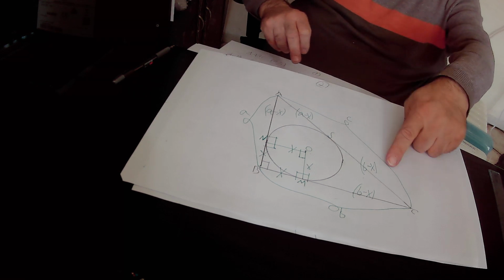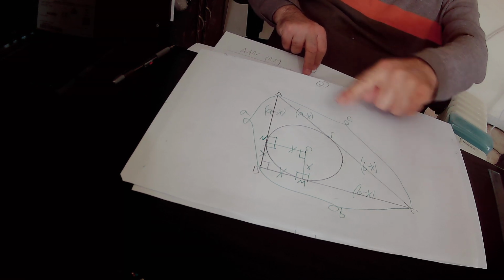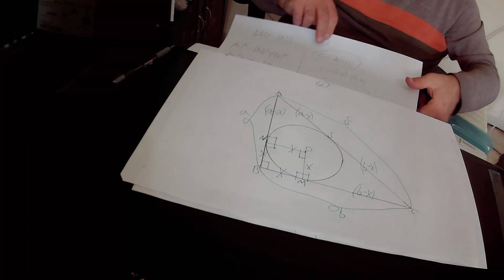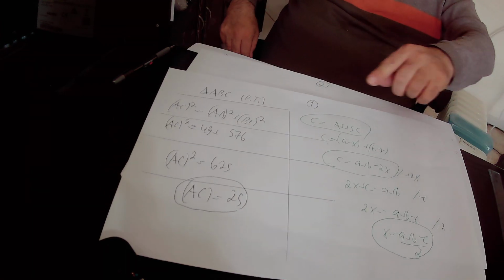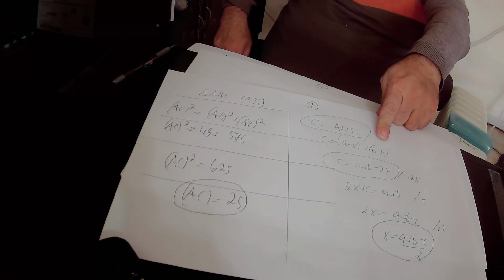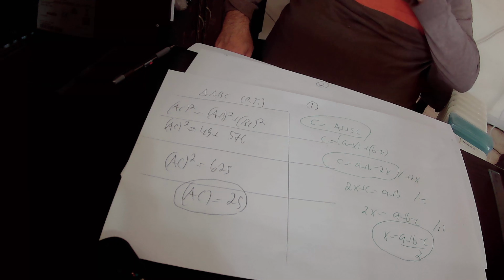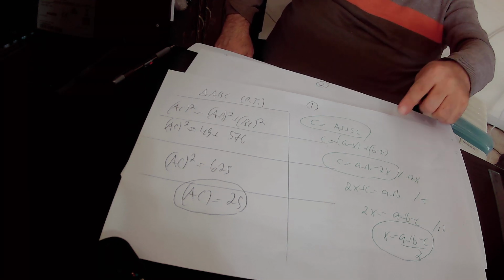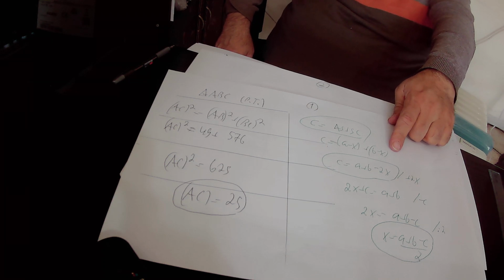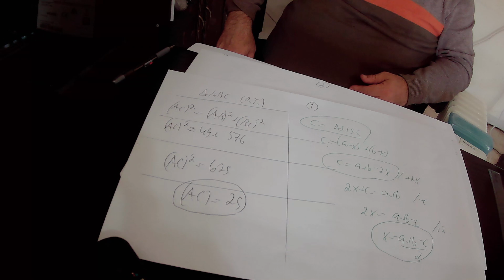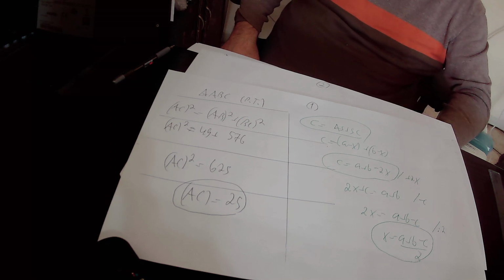AS is A minus X and SC is B minus X. So we can substitute AS by A minus X and SC by B minus X. So in total, C equals A minus X plus B minus X. That is to say, C equals A plus B minus 2X. So C equals A plus B minus 2X.